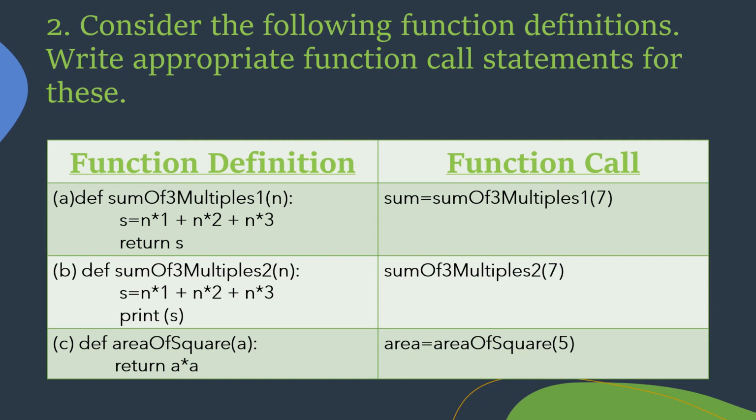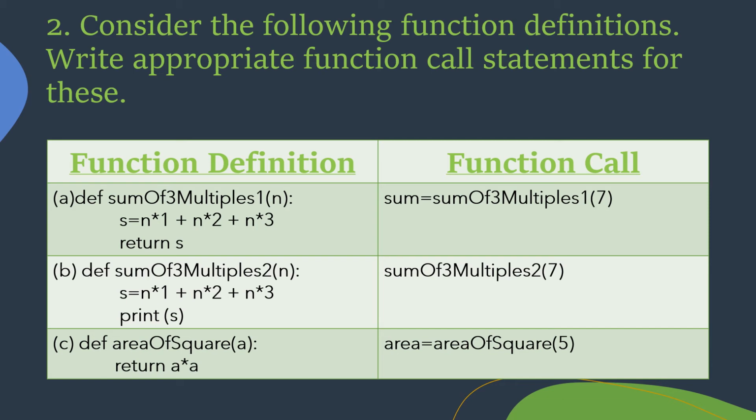Now next function is def sum of three multiples 2, n. It's doing the same thing, but instead of returning the value, it is just print s. So while calling the function, we don't need to assign this function call to any other variable, because there is a print statement over there in this function, and that too this function is not returning any value, so it doesn't need to be stored in any other variable. So you can just call the function as it is, sum of three multiples 2. Within that you can take any value as argument. I have taken 7. You can take any other number. So this function will do the particular calculation and it will print the value.